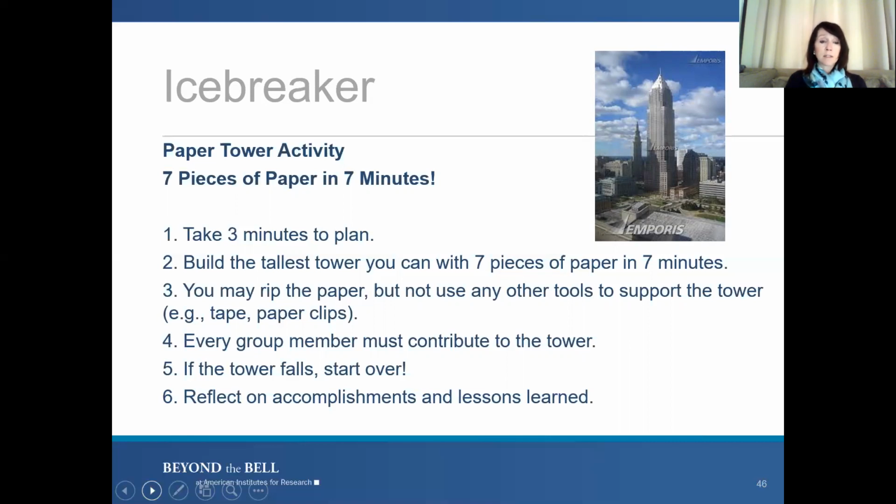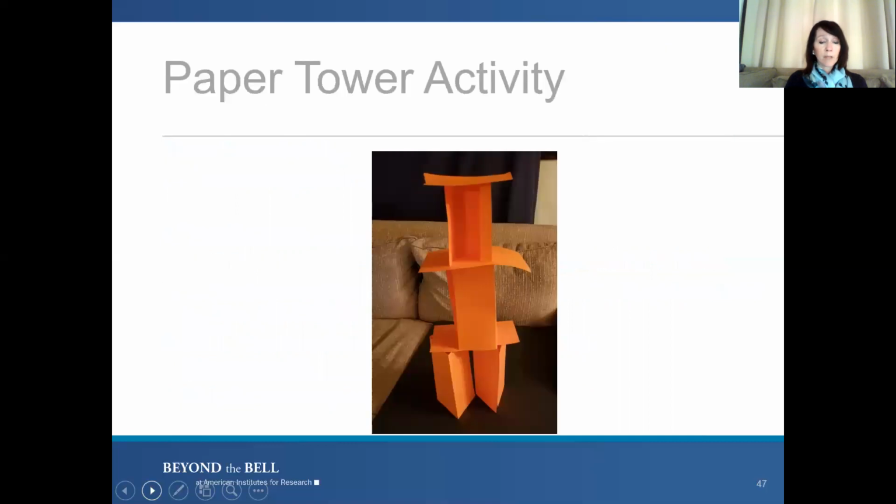And the tallest tower standing at the end of 7 minutes wins. Then reflect on accomplishments and lessons learned. And I created my own tower yesterday. I'm going to show you a picture of it. Here it is, my orange tower.